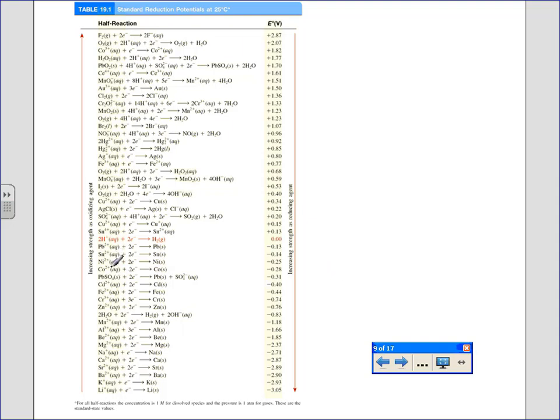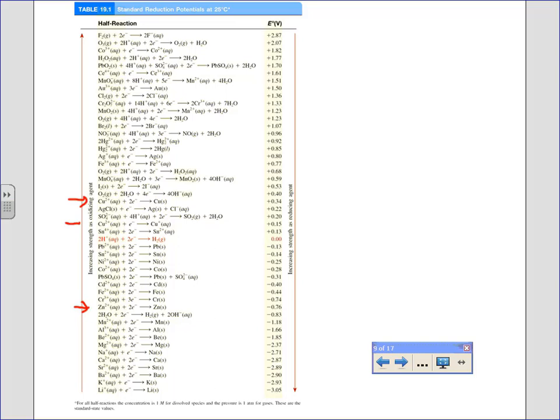One other thing to note here, if we look at the zinc and the copper, much like the activity series, can be used to determine what will happen in a particular reaction. The one that is higher up on the list is more likely to be reduced, which makes sense based on our discussion of it being more likely to be reduced on the top versus on the bottom.